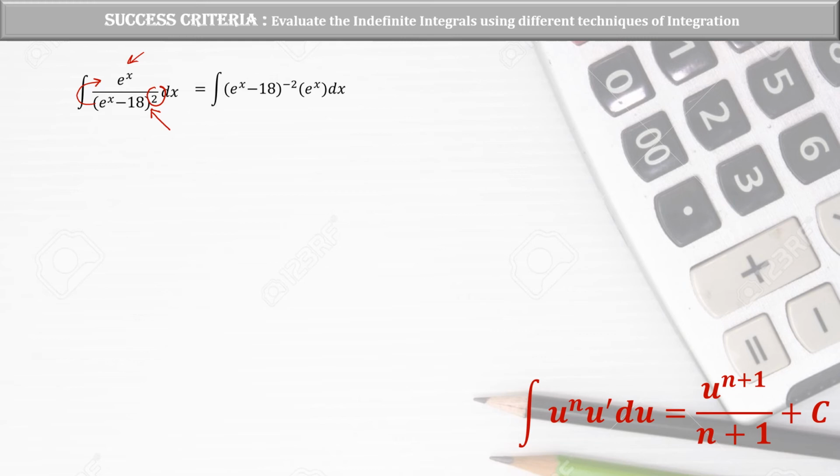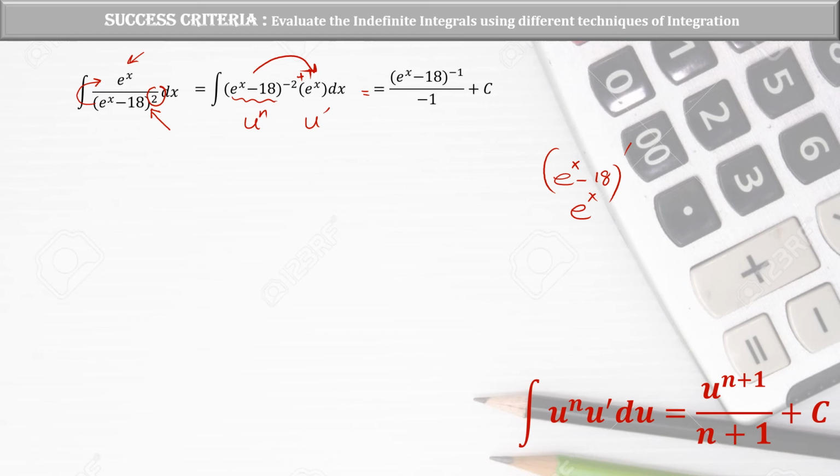Now, since we have a composite function, check if the derivative of e to the power x minus 18 is written outside. Yes, the derivative of e to the power x is e to the power x, which is written beside it. So we have u to the power n and u prime. What we will do is write the u as it is, that is e to the power x minus 18. Add 1 to negative 2. So negative 2 plus 1 is negative 1, and divide by negative 1.